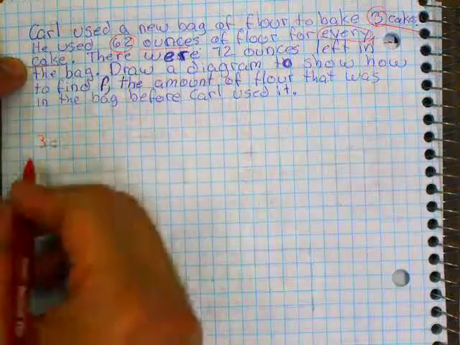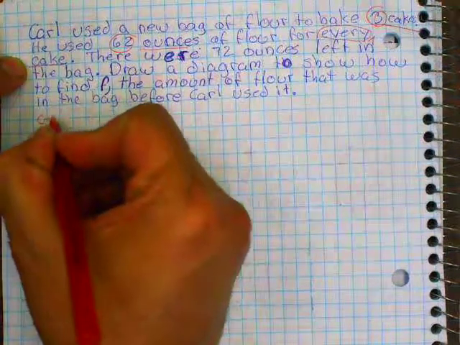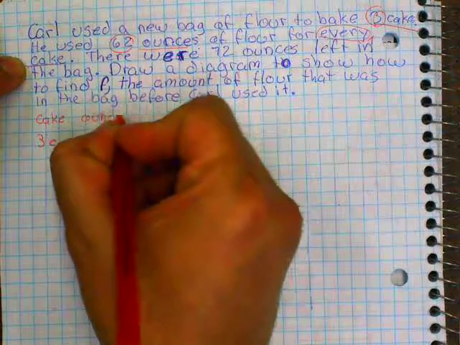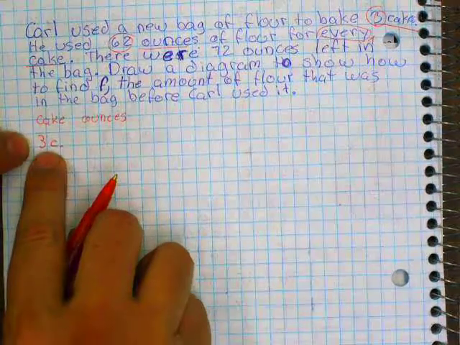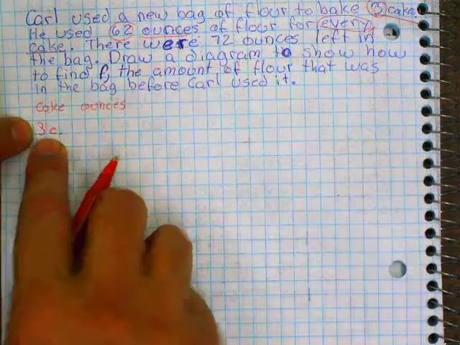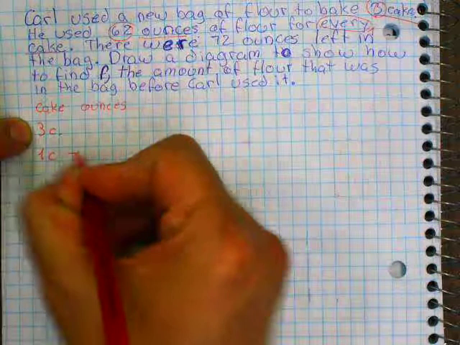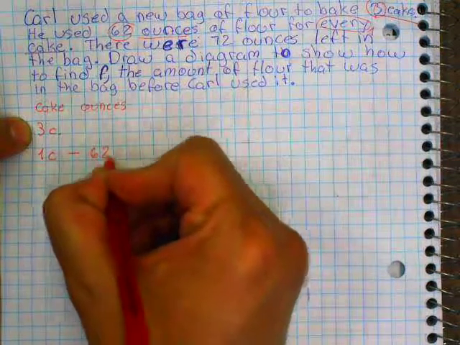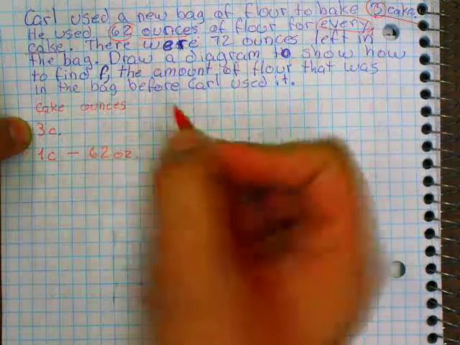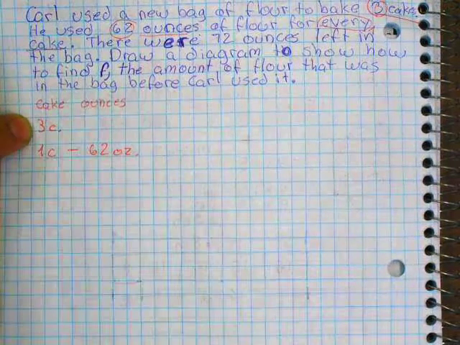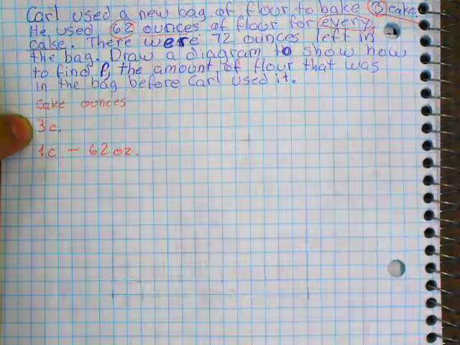So that relationship is between cakes and ounces. He baked 3 cakes, and for 1 cake he used 62 ounces. 1 cake used 62 ounces, and he baked 3 cakes.